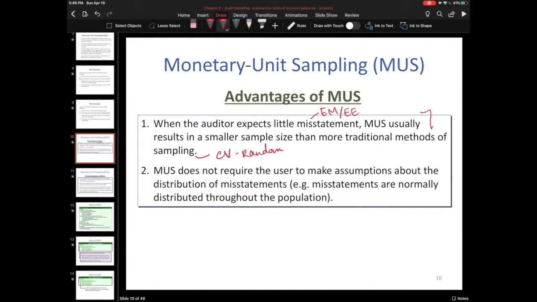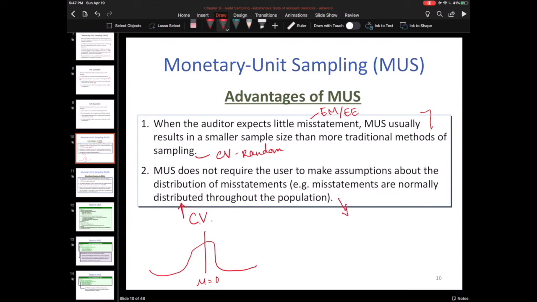The second advantage is MUS doesn't require the user to make assumptions about the distribution of misstatements. Again, this is an advantage relative to classical variable sampling, which would have been what you learned in stats class. You probably talked about the underlying assumption that errors are normally distributed through the population, that they are mean zero, things like that. You don't have that type of underlying assumption in MUS.